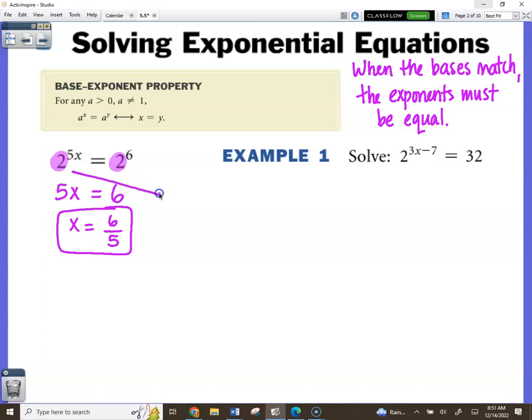So I'm going to draw a little arrow right here to show a note that says, hey, they match. Now you can only do that when they match, all right? Which takes us to the next question. Do they match?